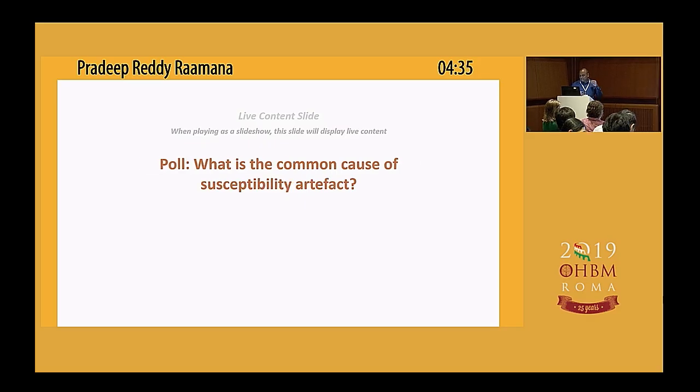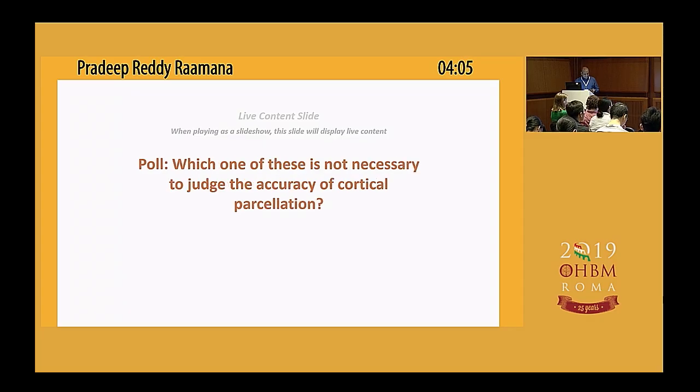Okay, the next question is this. What's the common cause of susceptibility artifact? Another 10 seconds, maybe 5 seconds. Yeah. Everybody got this one too. Perfect. Excellent. The next one.